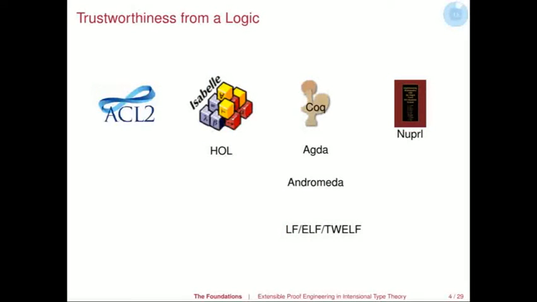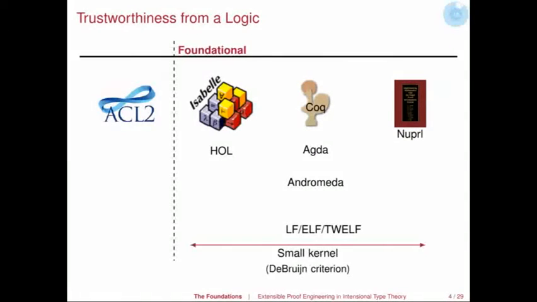So there's a whole range of logics that we could use to gain our trustworthiness from, things like ACL2, Isabelle, Coq, NuPRL, great examples. I'm looking at the foundational ones, the ones on the right here. So theories like Isabelle, Coq, and NuPRL, the main thing about these is they have a small kernel. And the key insight of a small kernel is that we can separate the checking aspect that we actually have to trust from the complicated heuristics that we use to construct proofs.